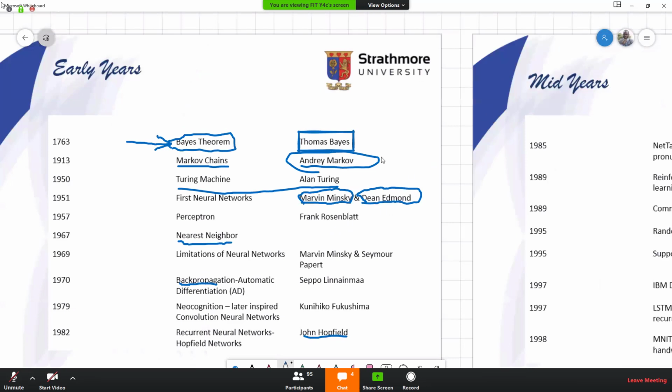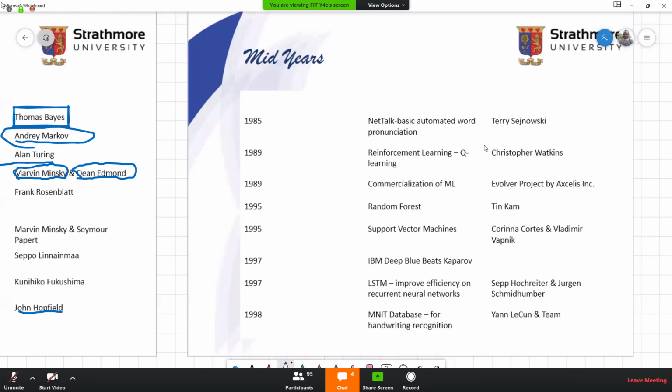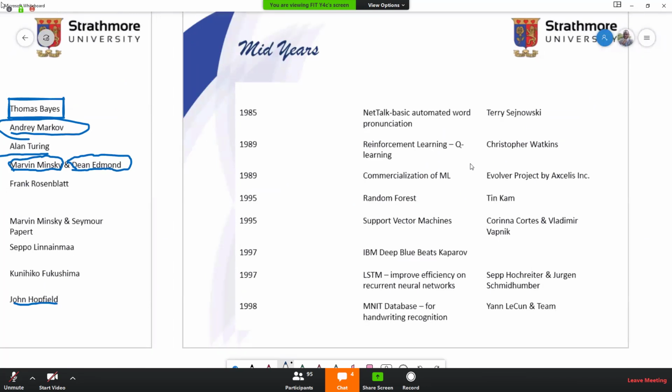Then in the 80s, so you look at all this, reinforcement learning was well coined in 89. Random forests were introduced in 95.